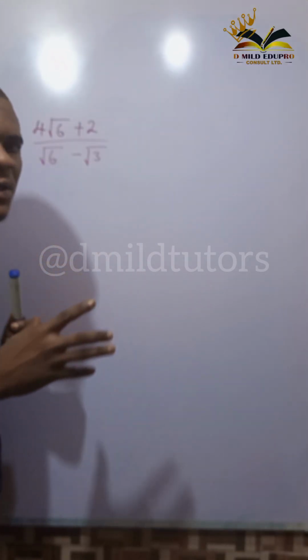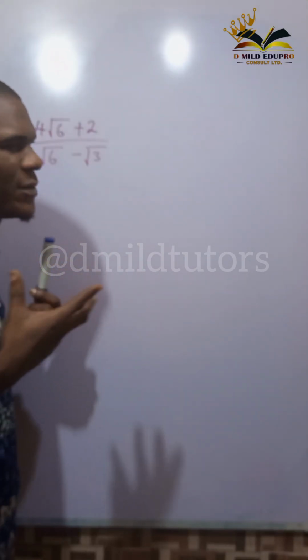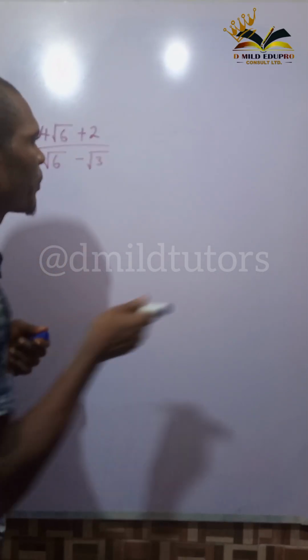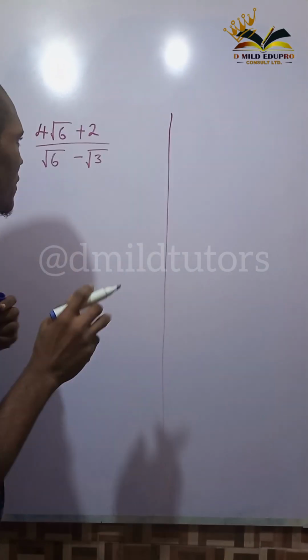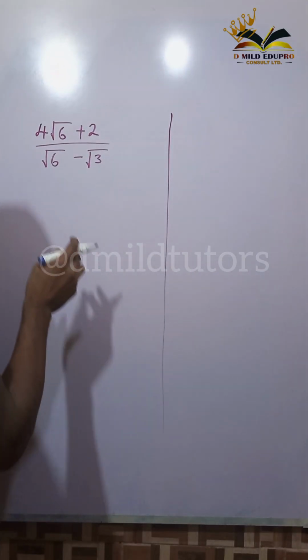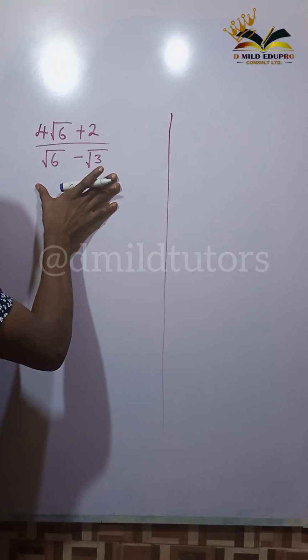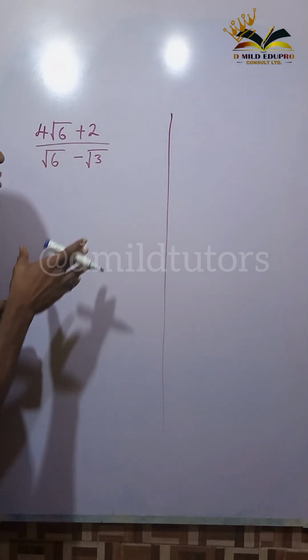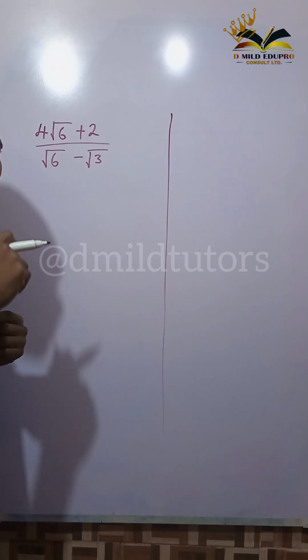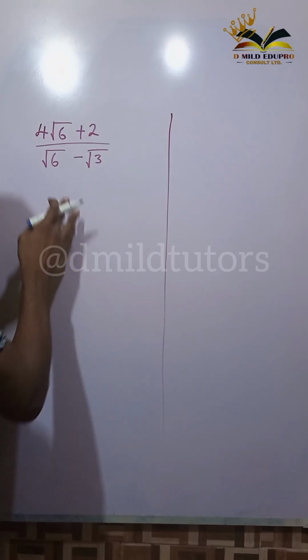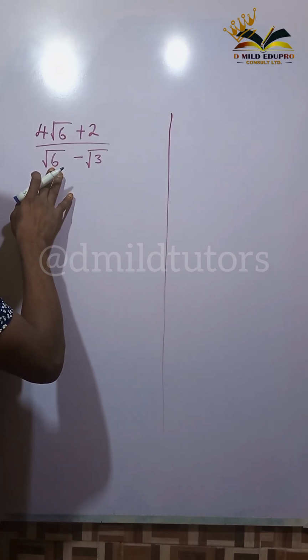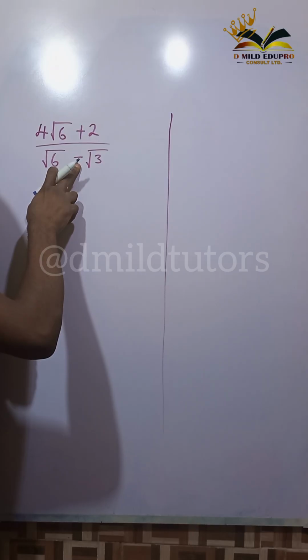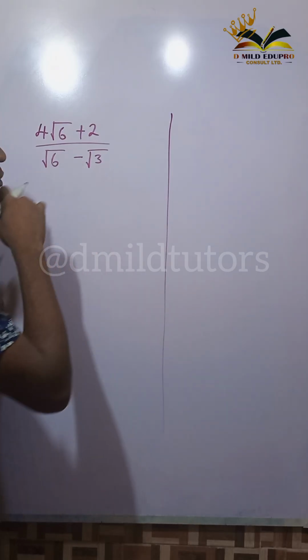We are asked to solve this radical expression, or in other words, surd. Okay. So what we're going to do is pretty much simple. We're going to rationalize these surds or radical expression using the conjugate of the denominator. So the conjugate of the denominator, square root of 6 minus square root of 3, instead of minus, we use the opposite, which is plus the square root of 3.